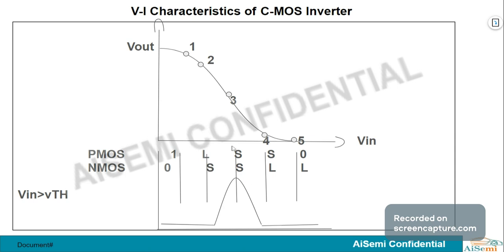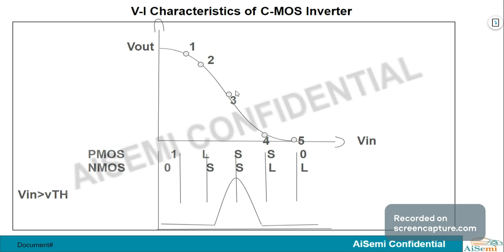Then the output decreases, moving towards zero. Here we observe that the output is decreasing and moving towards zero. Then the IDS current slowly decreases. So here we observe it slowly decreases.